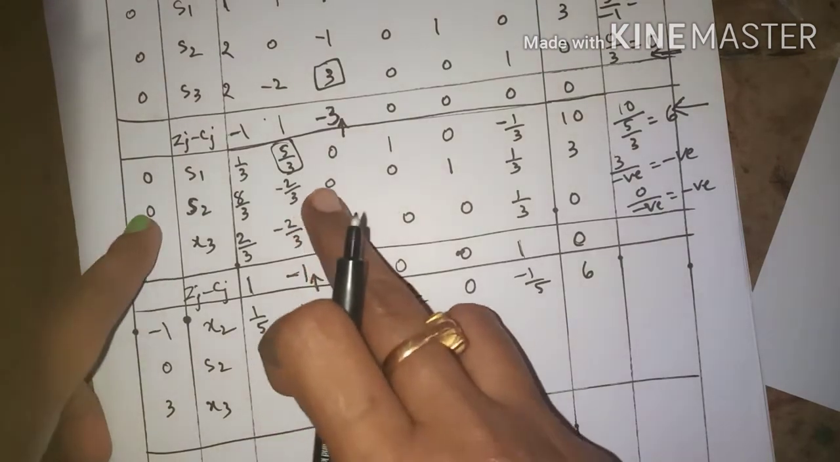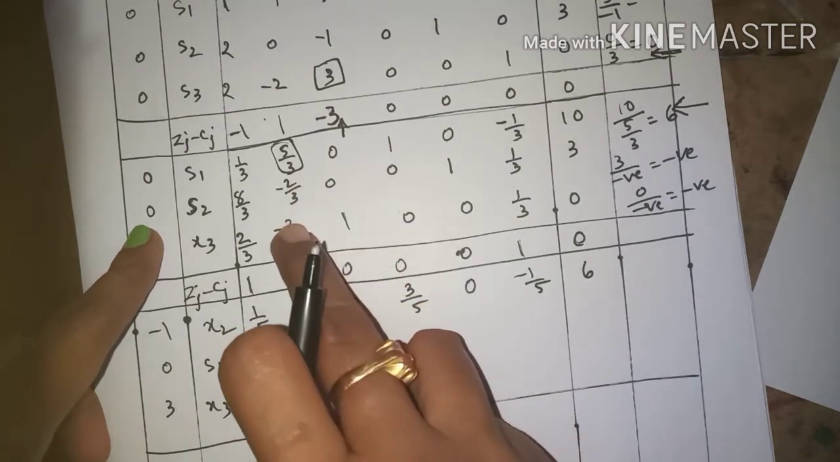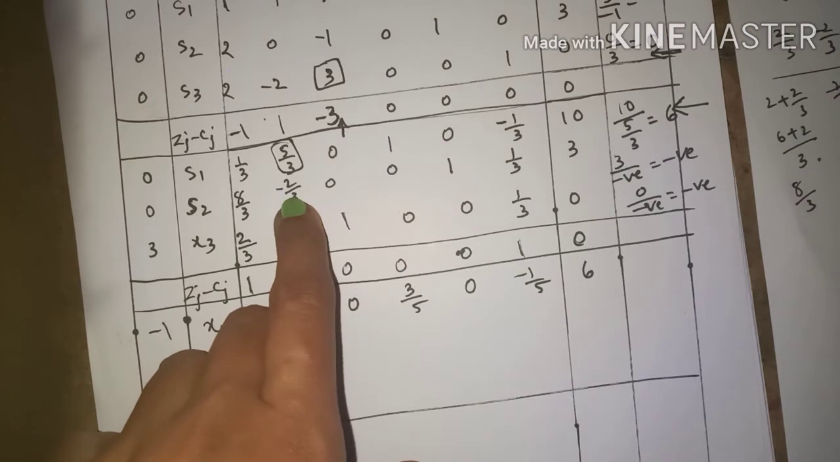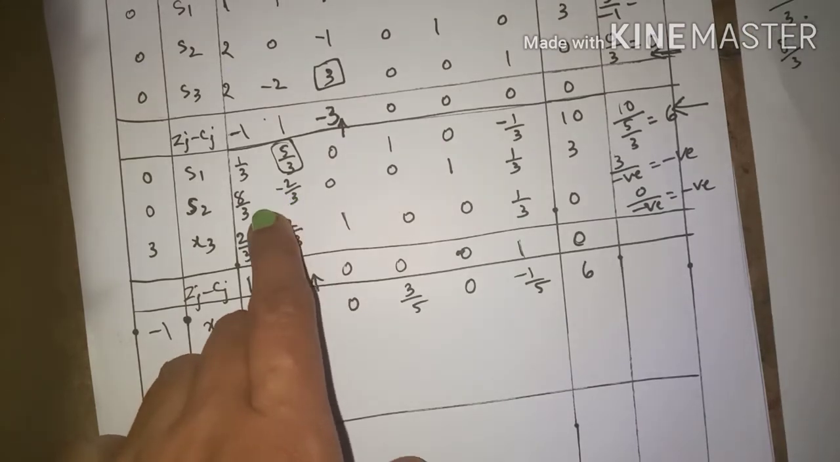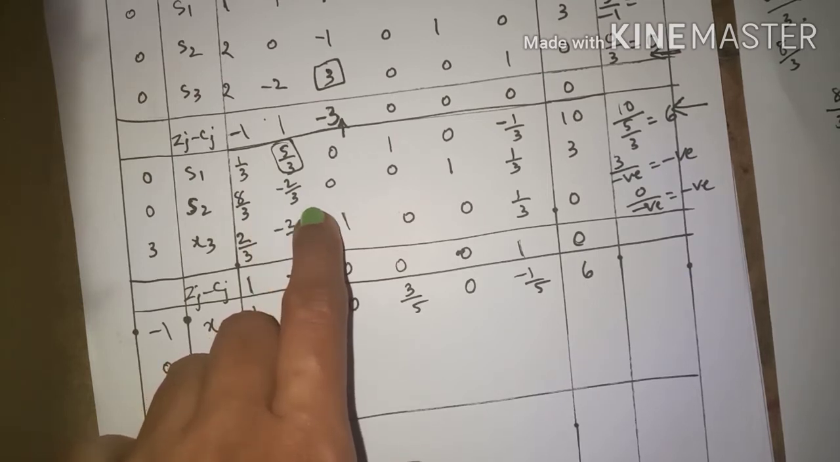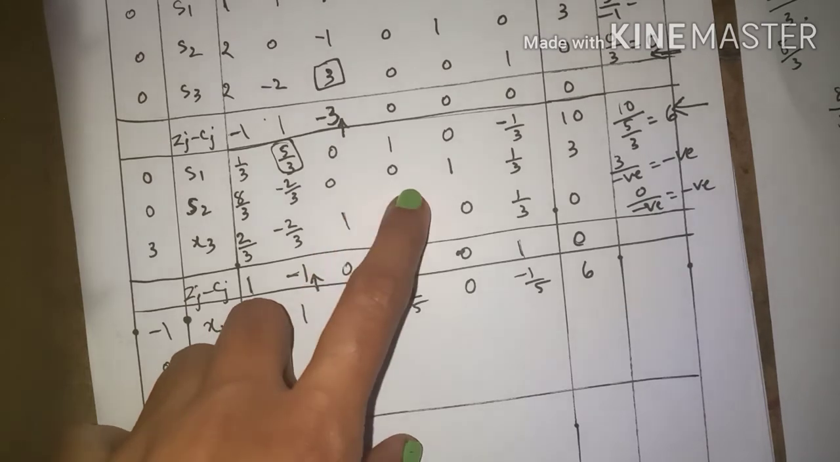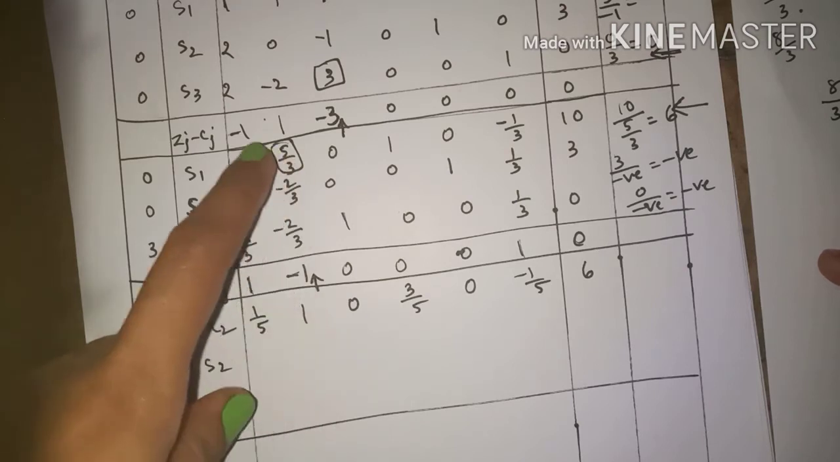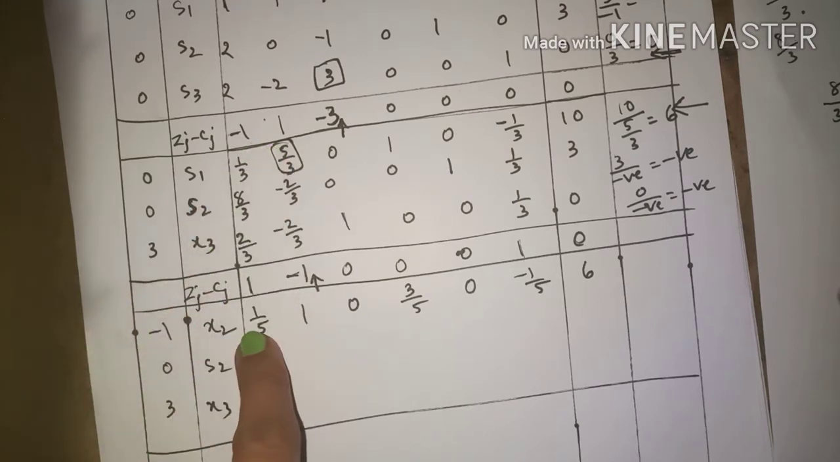Now we will convert these two elements into zeros by doing some elementary row transformation. Whatever row we have to convert into 0, that row we should write: 8 by 3, minus 2 by 3, 0, 0, 1, 1 by 3, 3. Now after converting the pivot element into 1, whatever we have got, that one we should write.